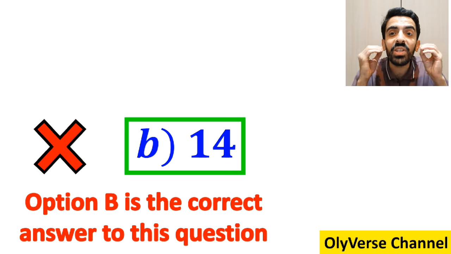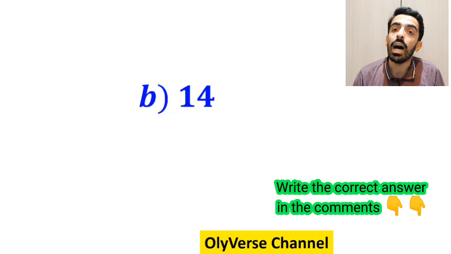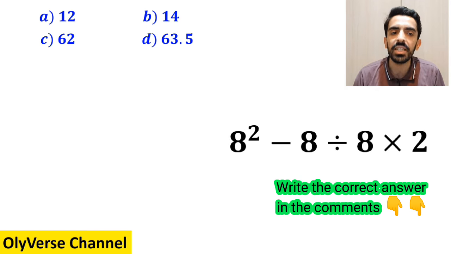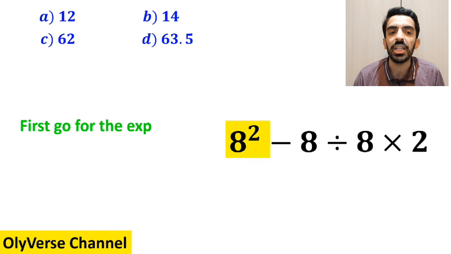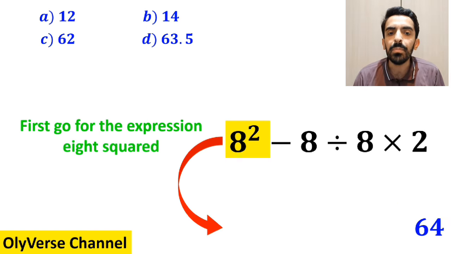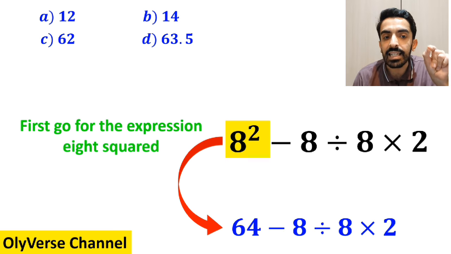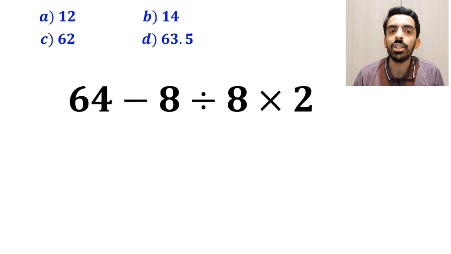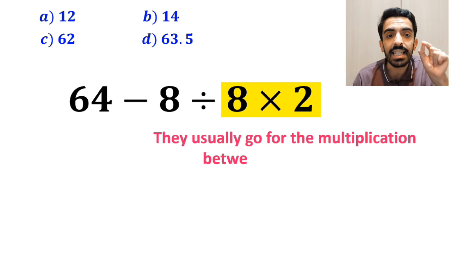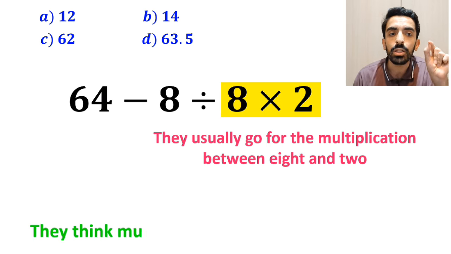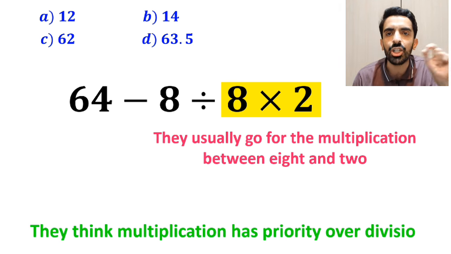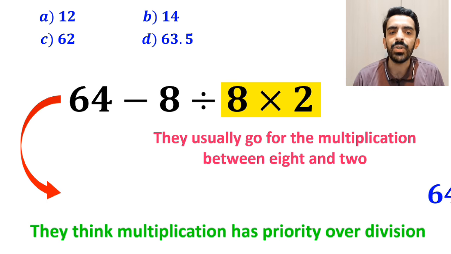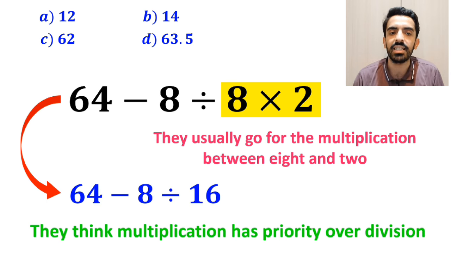But that's definitely wrong. Also, some other people, to solve this problem, first go for the expression 8 squared and they simplify it to 64 minus 8 divided by 8 times 2. In the next step, they usually go for the multiplication between 8 and 2 because they think multiplication has priority over division. So, they write this expression as 64 minus 8 divided by 16.